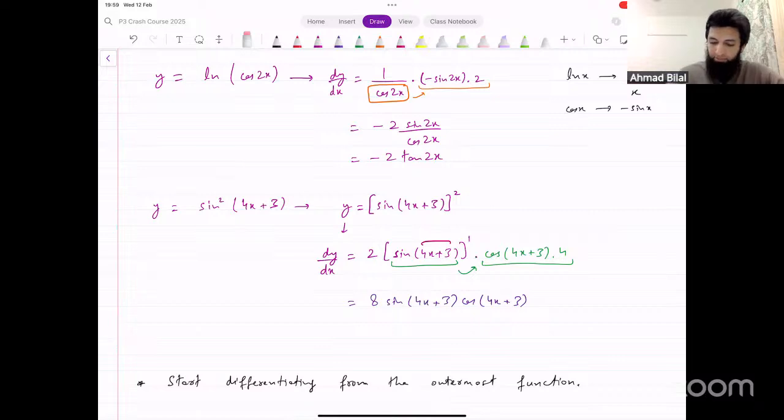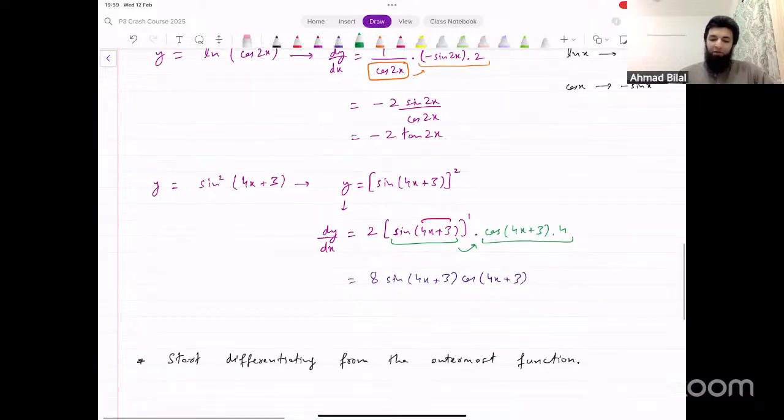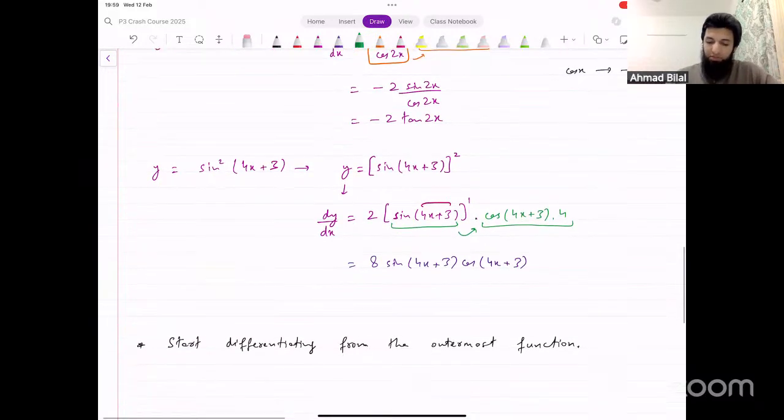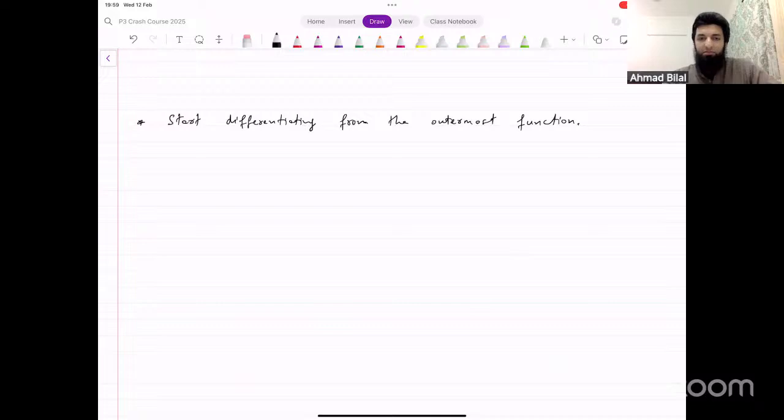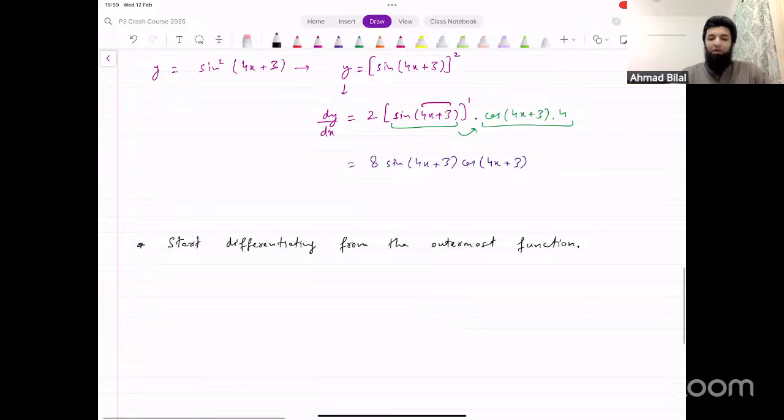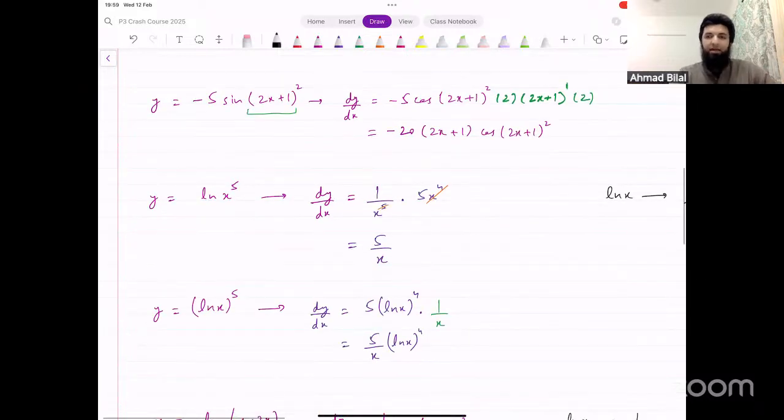Now you understand. Okay, good. All right. So whenever you have one function inside another function, you start differentiating from the outermost function. Okay. So that's one thing that you need to remember. All right. Now, this is how we integrate functions that look like this. Okay. Where you can apply one of these rules directly.